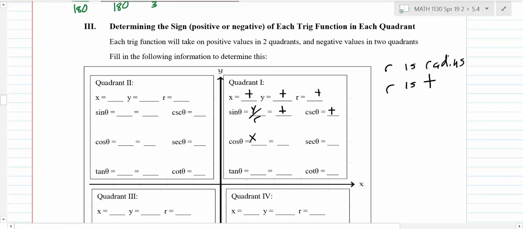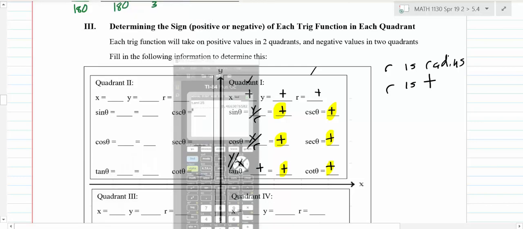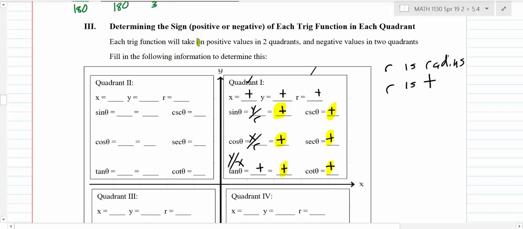The cosine is x over r. X would be positive, r would be positive, so that's positive. And the secant is also positive. By the same logic, the tangent is y over x, so it's positive, and so is the cotangent. So what you learn is if you're doing a trig function of a quadrant 1 angle, it's always a positive answer. Like on the calculator, I could randomly pick any trig function, put in a quadrant 1 angle like 25 degrees, and I'm guaranteed to get a positive answer. Always. Each trig function is going to be positive in 2 quadrants and negative in 2 quadrants.